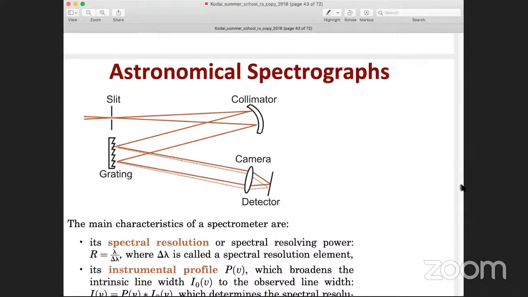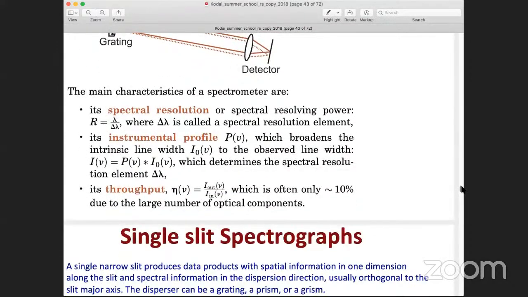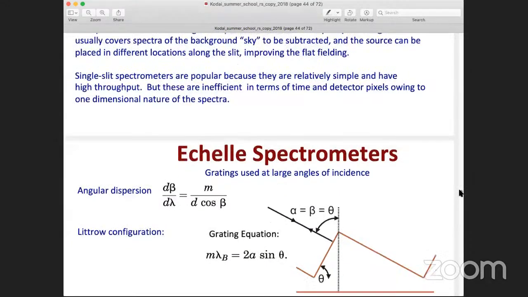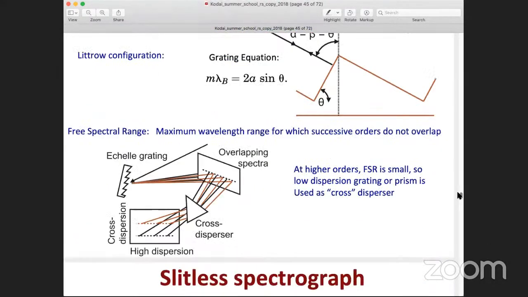I think this is one kind of instrument, the spectrograph, and usually for high resolution we use single slit spectrographs and echelle spectrographs. In some cases we can use a combination of grating as well as prism to get higher dispersion. In this case, we have a spectrograph which produces overlapping spectra. Then we can take the light and put in another prism as a cross disperser, so the spectra are dispersed in different directions spatially. That is also possible.